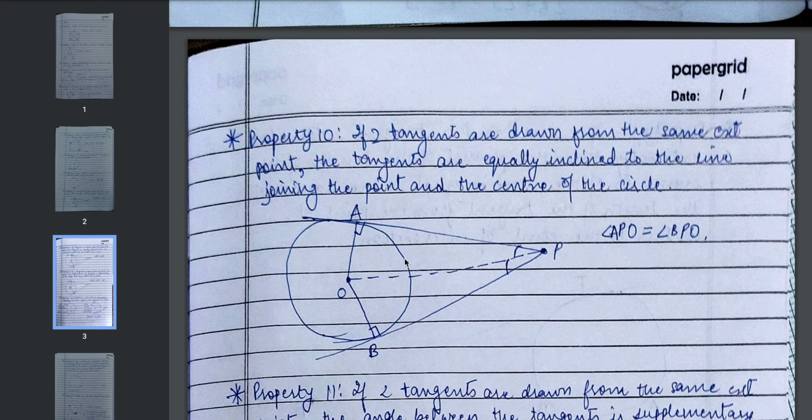Meaning, angle APO is equal to angle BPO. Since we know that PA and PB are already equal, we also know that angle AOP and angle BOP are equal, and OP is a common line. So again, by the CPCT rule, we can say that these two angles are equal. So angle APO and angle BPO are equal.